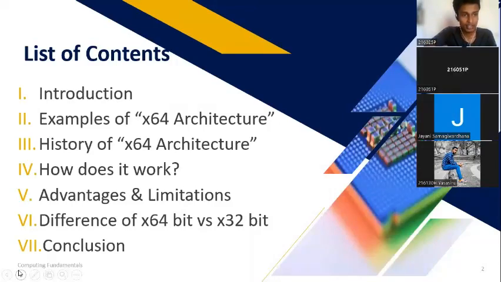First one is introduction. Second one is examples of x64 architecture. Third one is history of x64 architecture. Fourth one is how does it work. Fifth one is advantages and limitations. Sixth one is difference of x64-bit edition and x32-bit edition. Seventh one is conclusion. First, I give Chamodi the opportunity to explain what x64 architecture is.